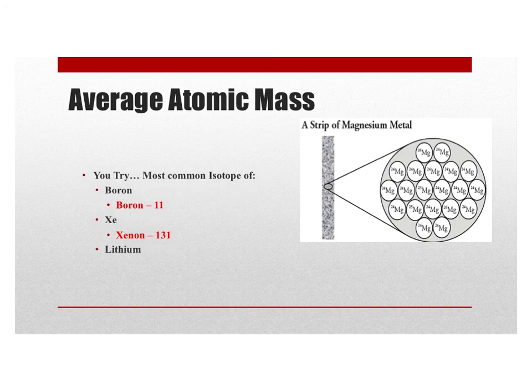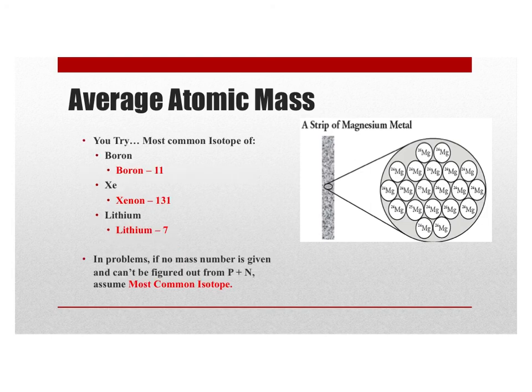Next one, lithium. Lithium is on the periodic table. Go check it out. You'll find it has a mass of 6.94. What whole number is that closest to? Lithium-7. Again, as we said yesterday, as we were doing counting problems or counting particles, if no mass number is given and you can't get protons plus neutrons, you can assume you have the most common isotope and round that average atomic mass.